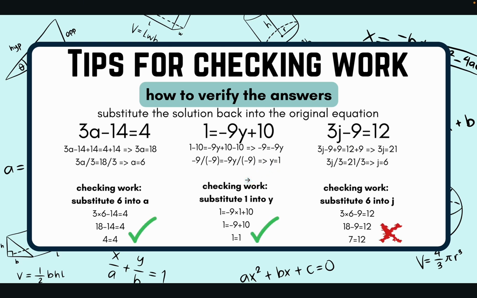And now we have the y value, we can check our work. So we can substitute 1 into y. So 1 equals minus 9 times 1 instead of y, plus 10. So 1 equals minus 9 plus 10. If you do 10 minus 9, it's 1, right? So it's 1 equals 1. Now, this equation is also correct.